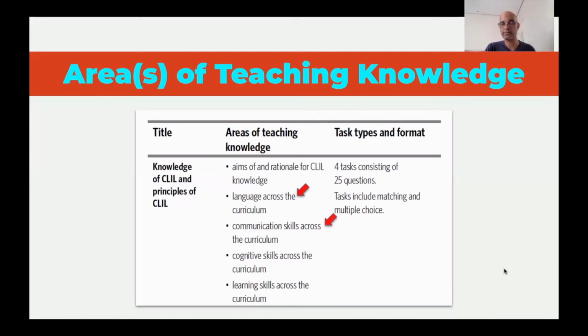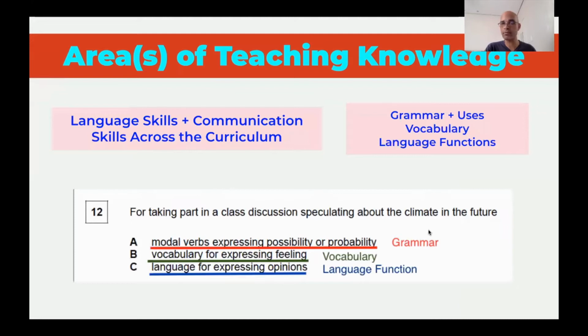So how do we know that? Well, if you look at this simple question, it contains a task, number 12, for taking part in a class discussion, speculating about the climate in the future. There's 3 language areas: modal verbs expressing possibility and probability, which is grammar; vocabulary for expressing feeling, vocabulary; language for expressing opinions, which is a language function. Well, in most CLIL books, grammar and vocabulary fall under language skills across the curriculum, one of the titles we can see above. And language functions fall under communication skills across the curriculum.